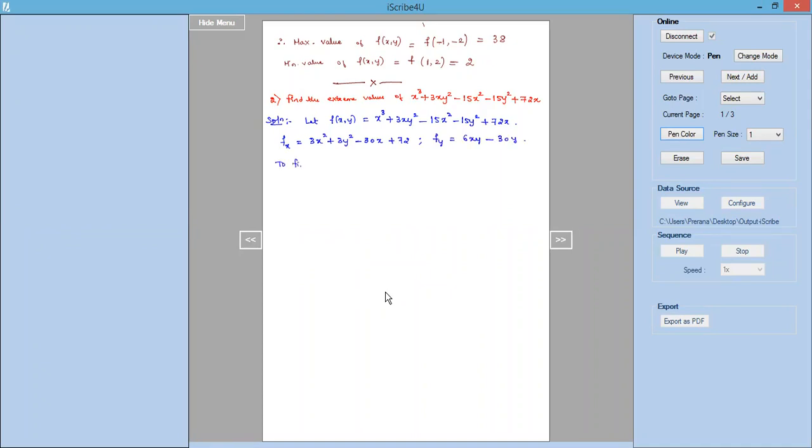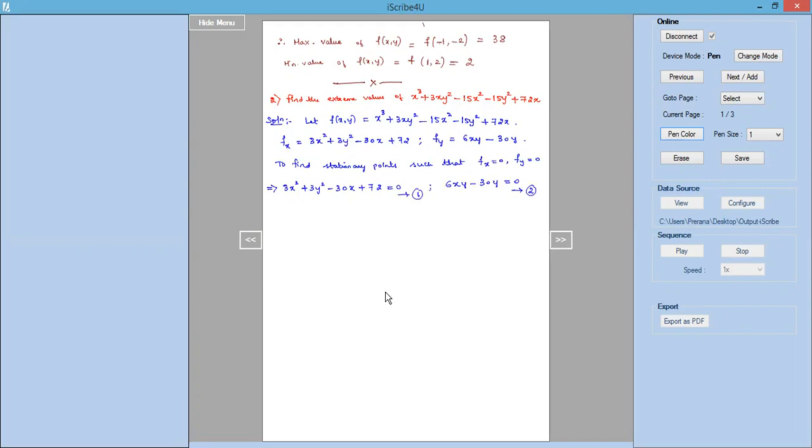So now to find stationary points, the conditions are fx is equal to 0, fy is equal to 0. So let us substitute fx is equal to 0 first. This gives us 3x square plus 3y square minus 30x plus 72 is equal to 0. And fy is equal to 0 gives us 6xy minus 30y is equal to 0. So let us represent these equations by 1 and 2 respectively.